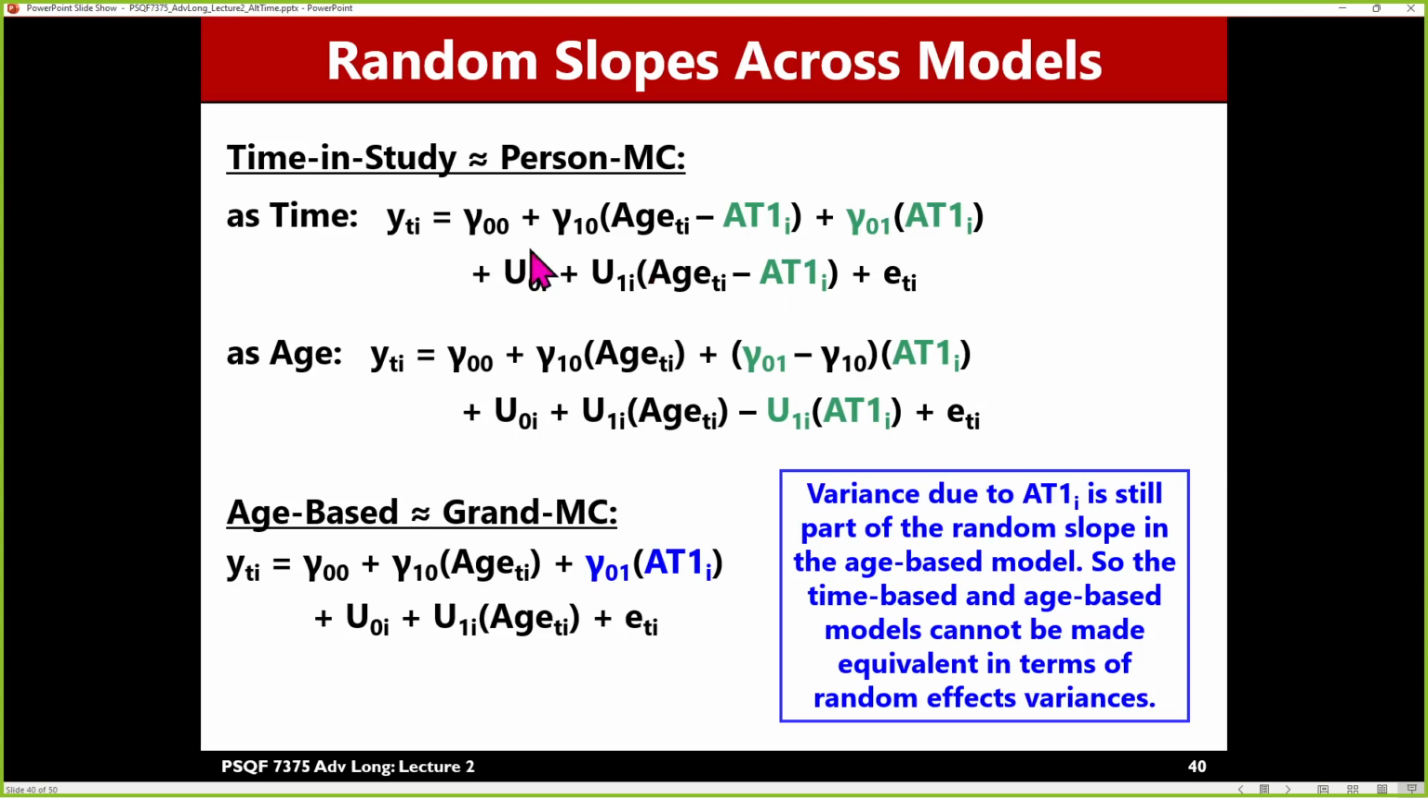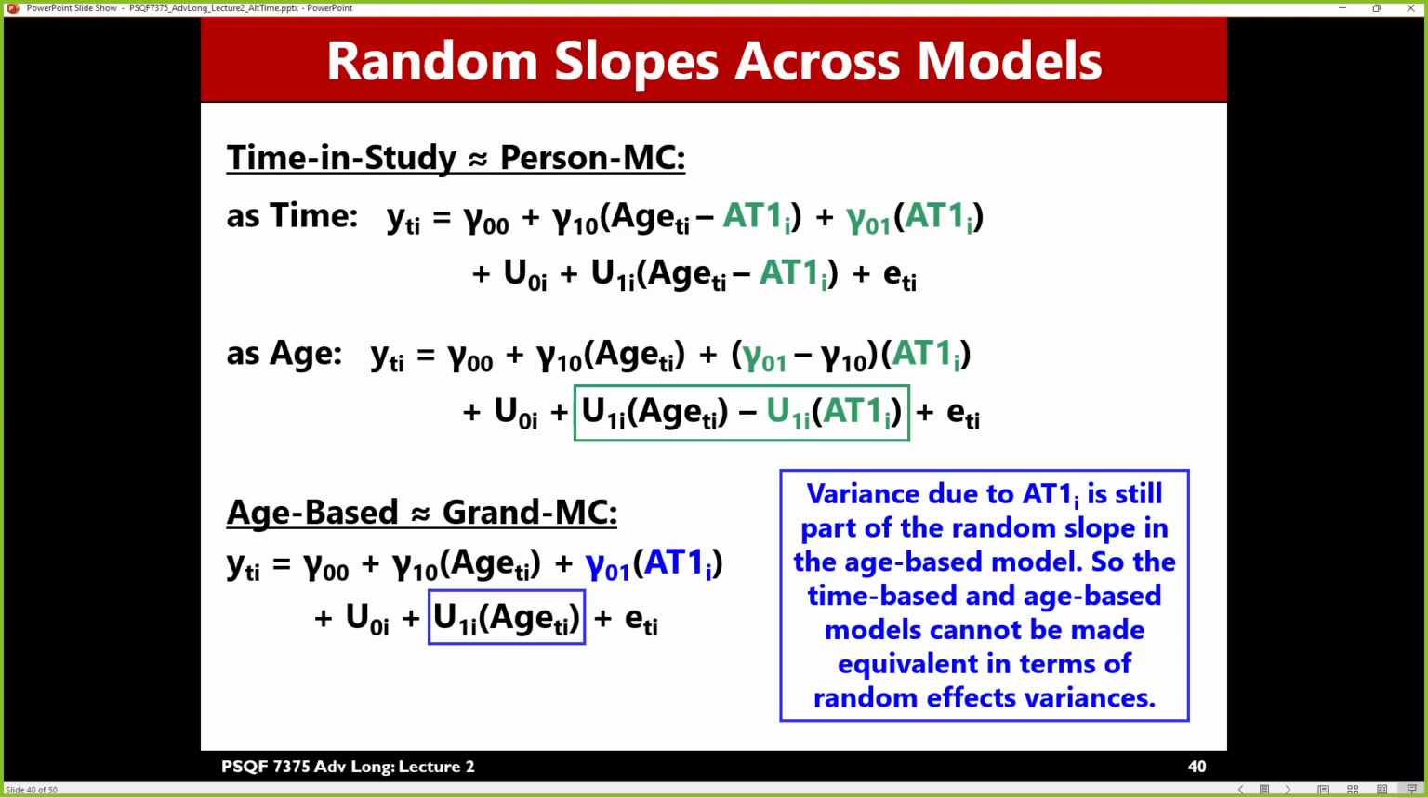So here's my time-based model written out in composite form. If I add in a random slope, that's this U1 thing, it's multiplying age minus age at baseline as time, or in the age-based model, it's multiplying age and age at baseline. Whereas, excuse me, this part is being subtracted off once you carry through the minus. Down here, age is not being distinguished. So now they're not the same.